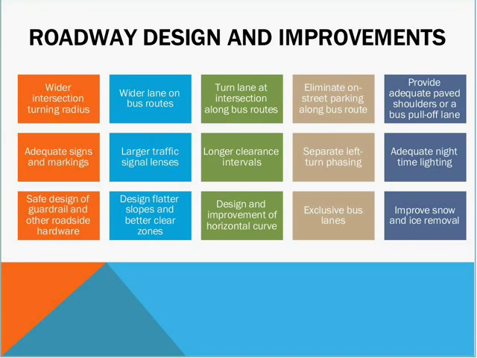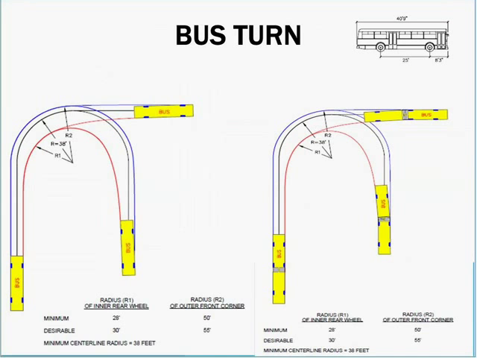We can also make improvements to the roadway, and roadway design improvements can also help improve bus operations. These are some of the design improvements that can be implemented, such as, in some areas, it's important to have the bus turn in the proper design so that the bus doesn't end up on the sidewalk while it's making its turn. We've all seen buses making turns and crossing onto the sidewalk area.